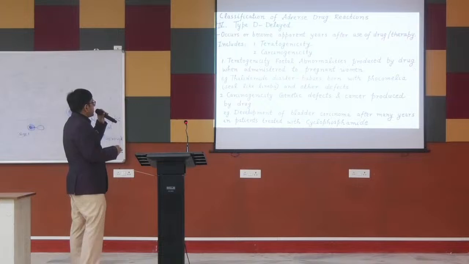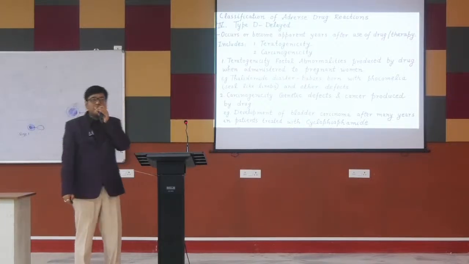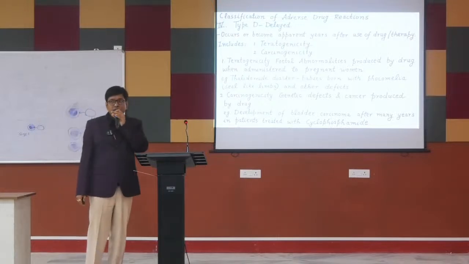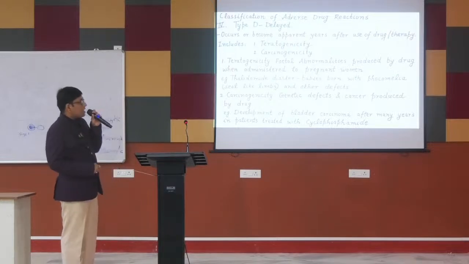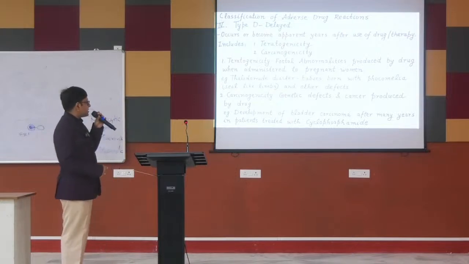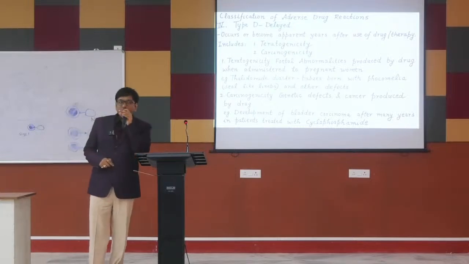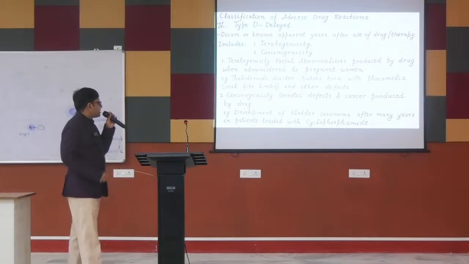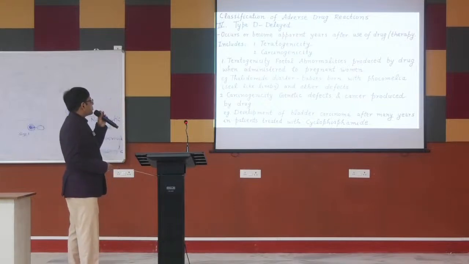Then type D is delayed. That is, you have given the drug and many years after giving the drug, the side effect starts. Or many months after giving the drug, the side effects start. Example, teratogenicity. The mother has taken a drug in early pregnancy and later on when the child is born, they show a lot of abnormalities. There was a disaster called the thalidomide disaster, you will read about it under pharmacovigilance. Thalidomide was a drug that caused congenital anomalies in children. Okay, so this is called teratogenicity.